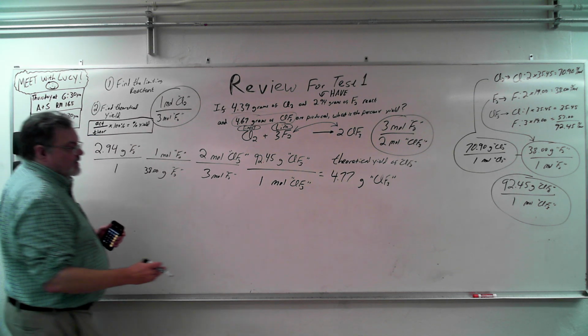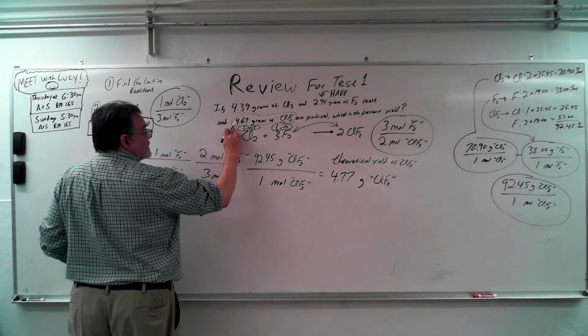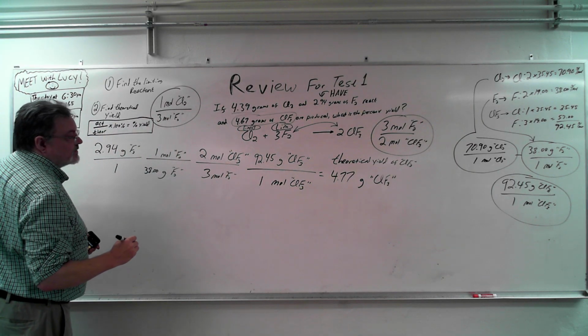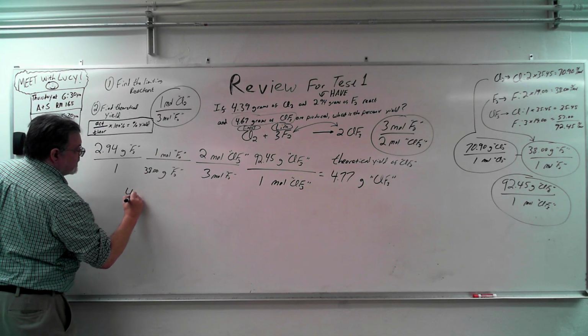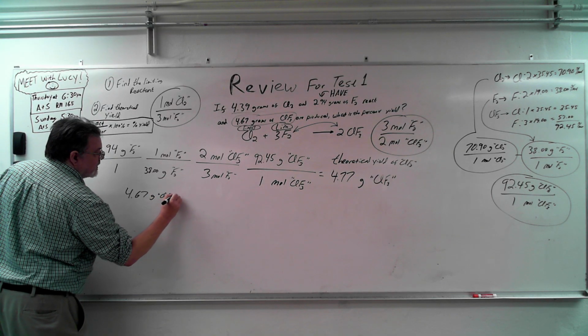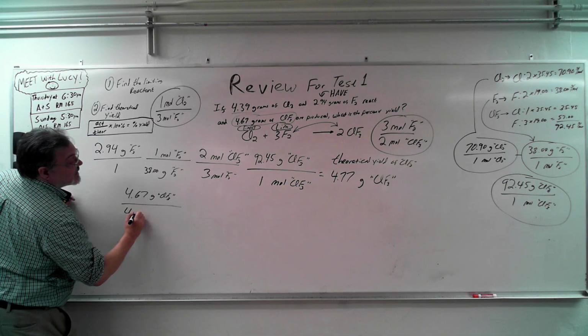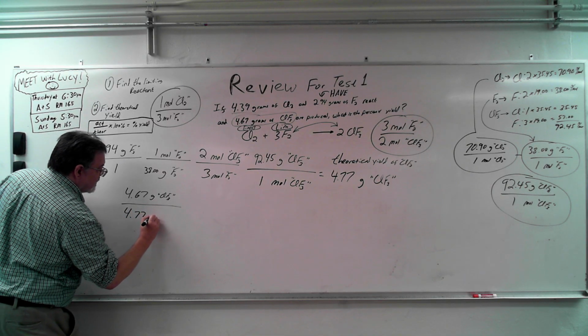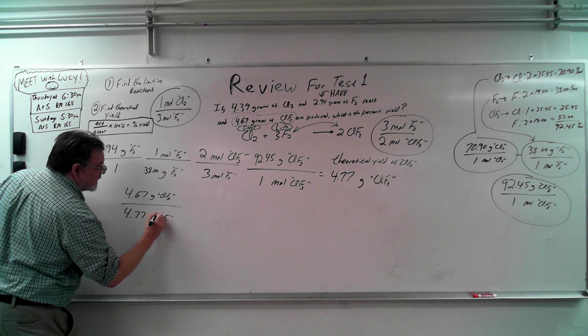So this is how much we theoretically should have gotten. This is how much was actually gotten. And they're very close. Actual over theoretical, so actual grams of ClF3 over 4.77 grams of ClF3.